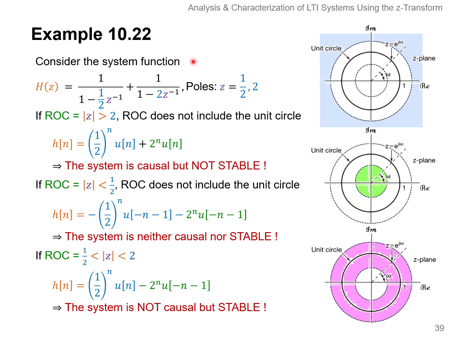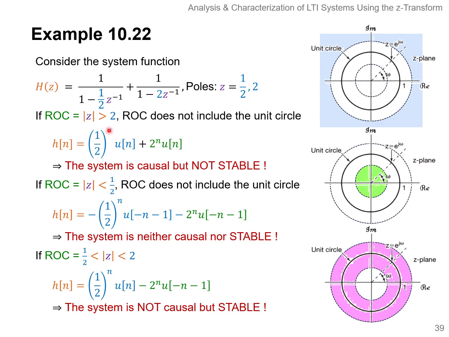In this example, let's look at one system and see how the ROC changes the system behavior. We are given a system function with two poles. One pole is inside the unit circle, and one pole is outside the unit circle. So the system behavior depends completely on the ROC.